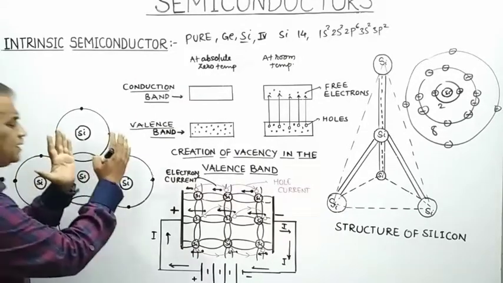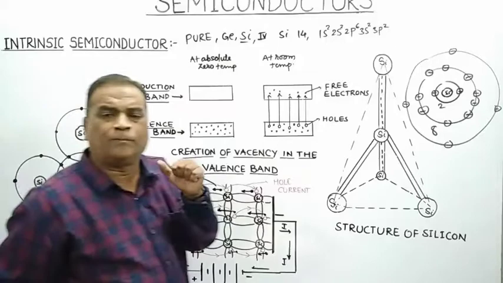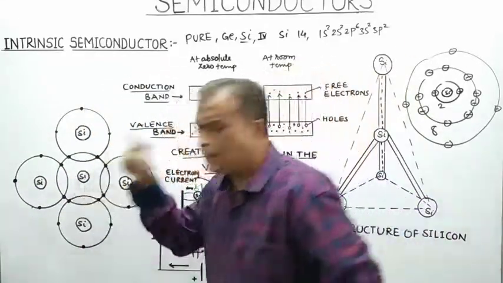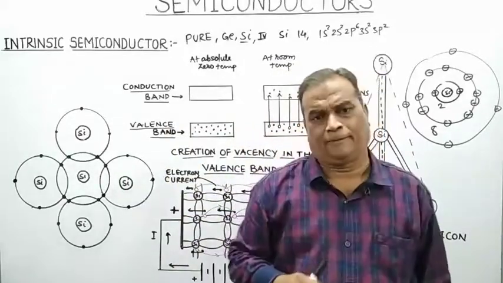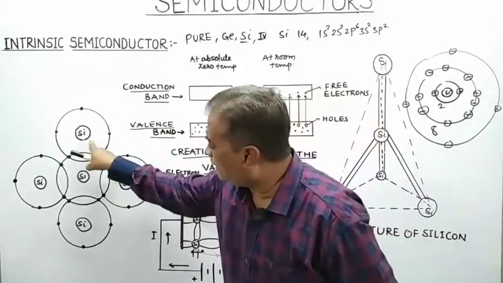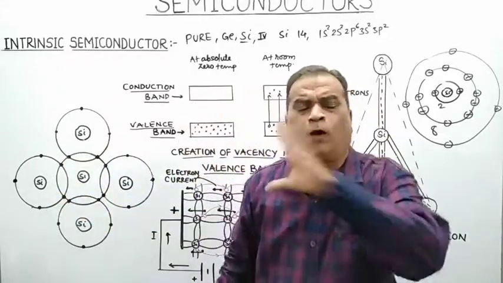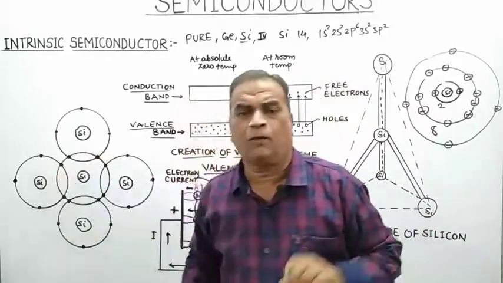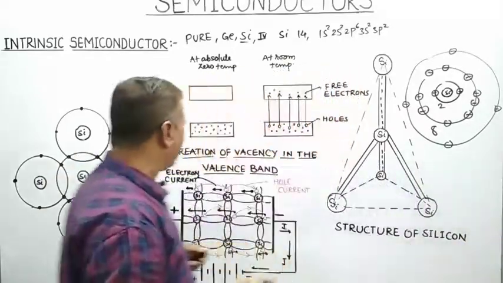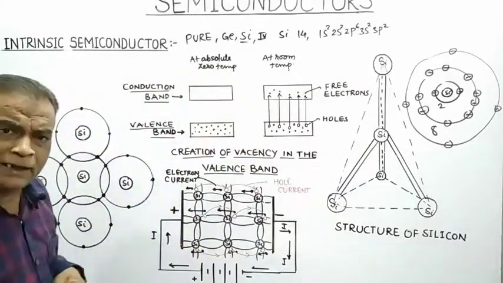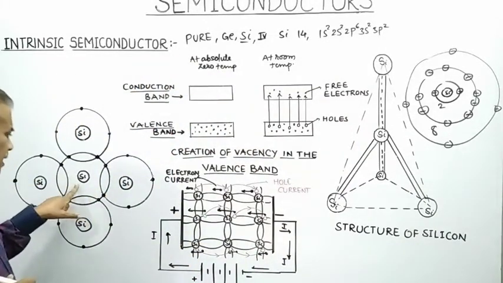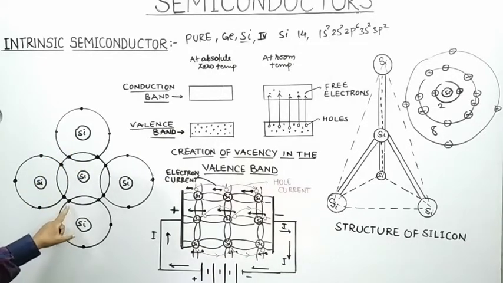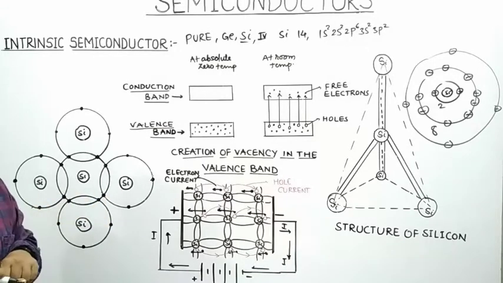And this happens with each and every silicon atom in its crystal structure. So every silicon atom becomes stable by sharing 1 electron each from 4 of its neighboring germanium atoms, at absolute 0 temperature. See here, this silicon atom is sharing 1 electron of this silicon atom, 1 electron of this silicon atom, 1 electron of this atom, 1 electron of this atom.